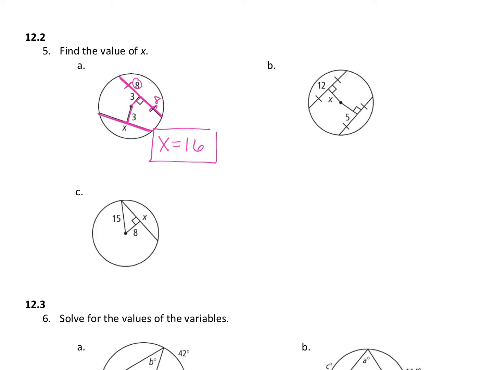Okay. What is x on letter B? 5. It's 5. If the distance of the chords is the same, then the distance to them has to be the same. So if this one is 5, the 5 is this side, then x would have to be 5 also.